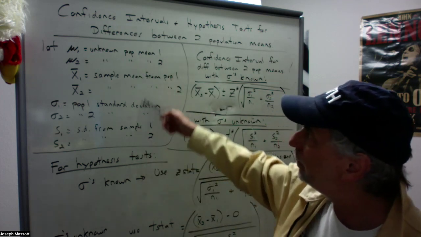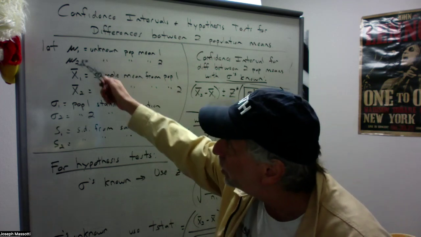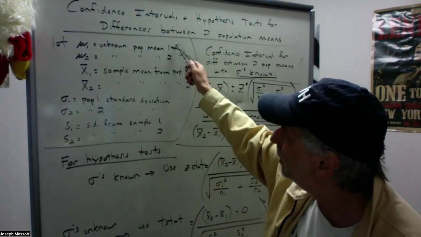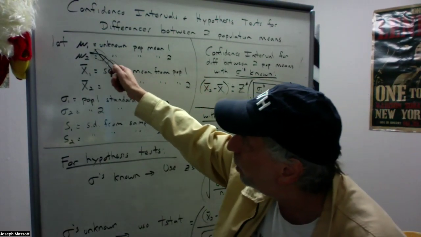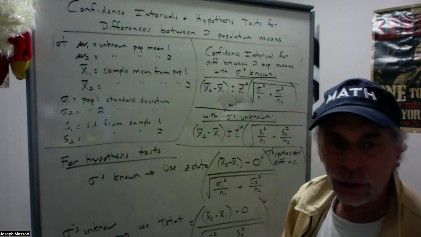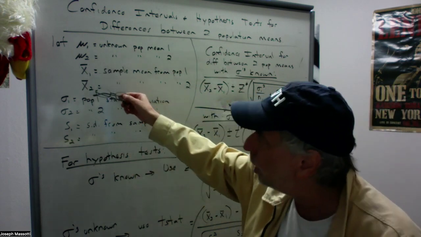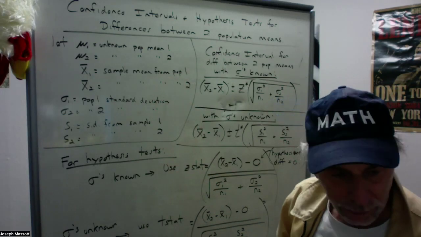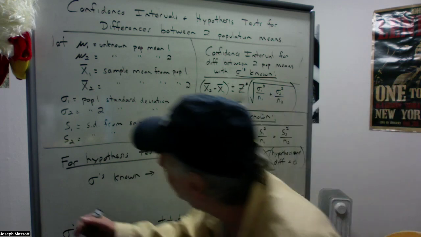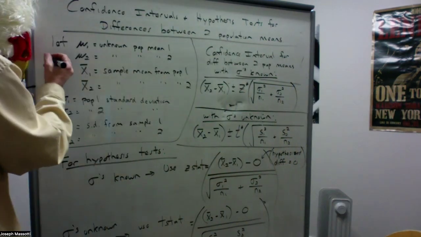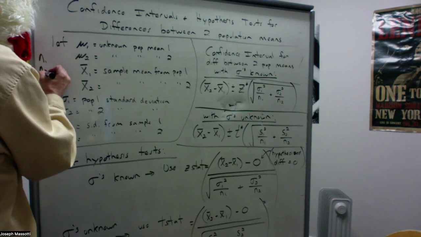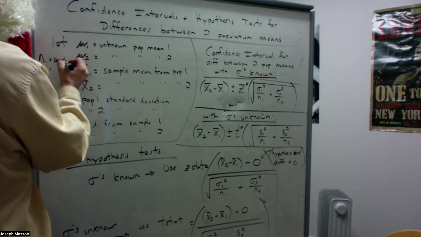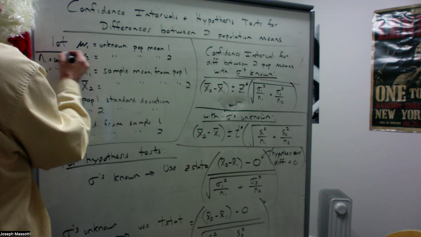So first notation, we're going to let mu sub 1 and mu sub 2 be those unknown population means, the unknown mean of population 1 and the unknown mean of population 2. X bar 1 and X bar 2 are the sample means that we get. Now also, I neglected to put these sample sizes in, right? So N1 and N2 are the sample sizes, sample 1 and sample 2.